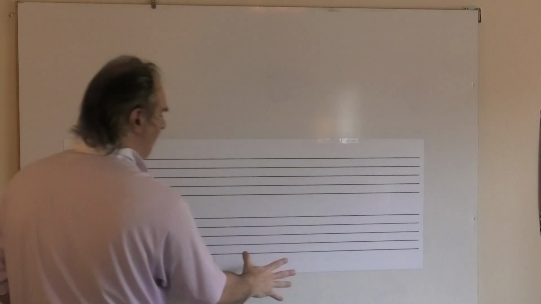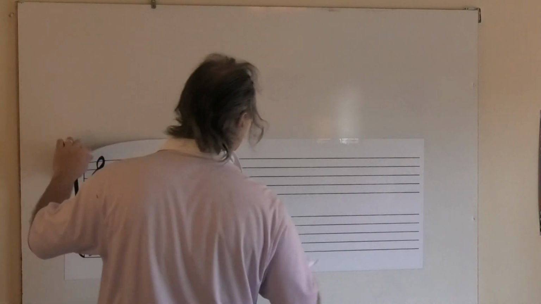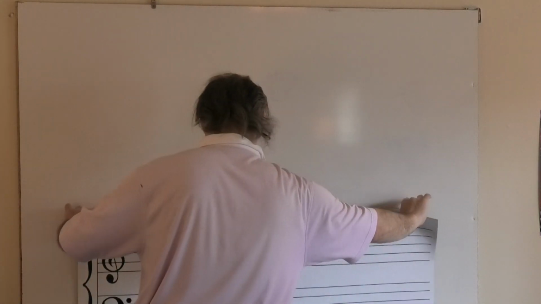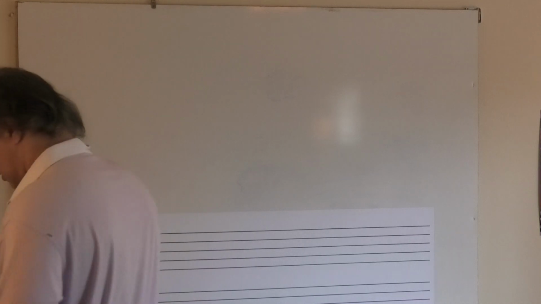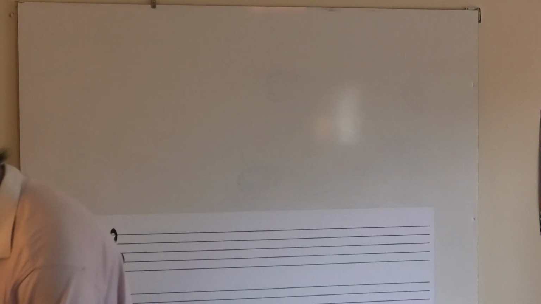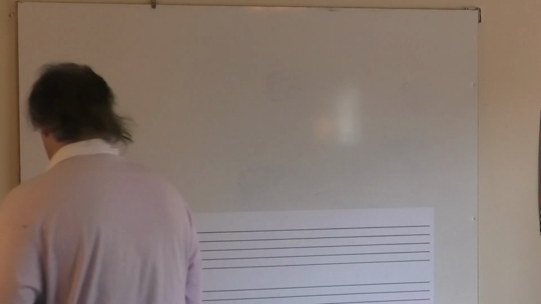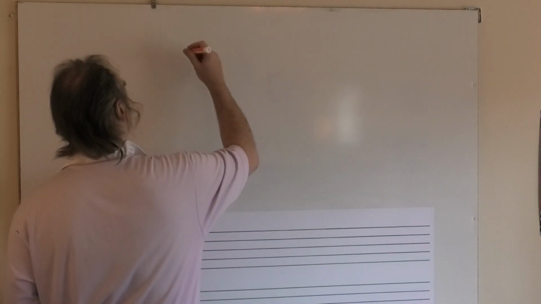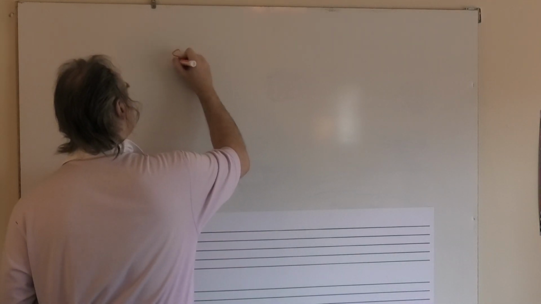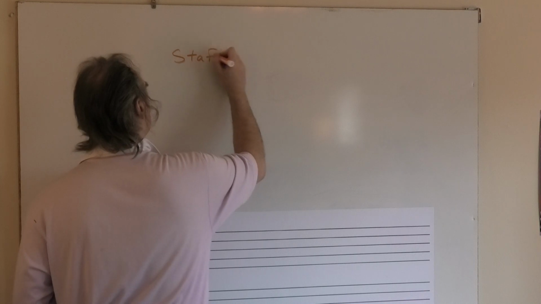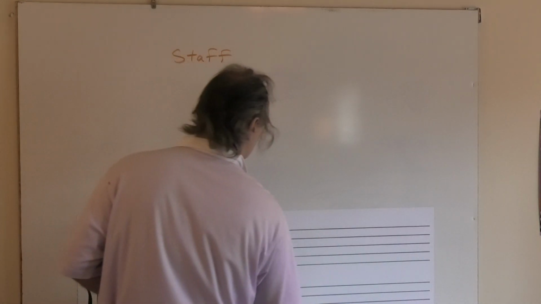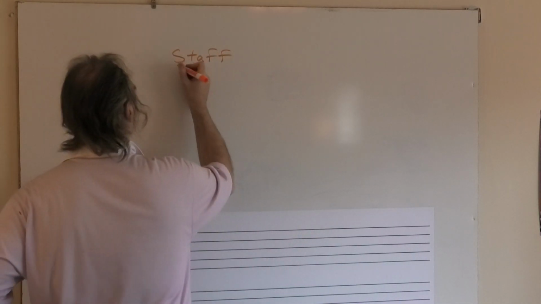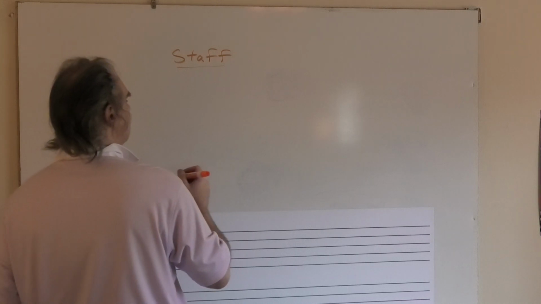This here is called the staff. Before we get to this thing, let's see how the staff is constructed. The staff, I think of it as like the wait staff in a restaurant. They're the people who work for you. These are the lines that work for you when you're a musician. So the staff is 11 lines.